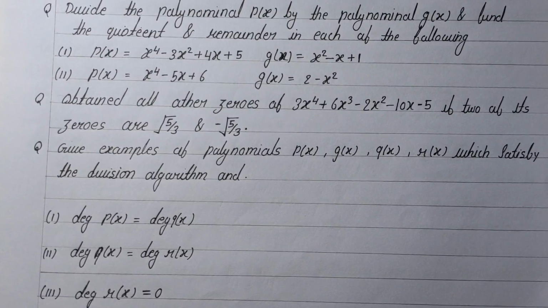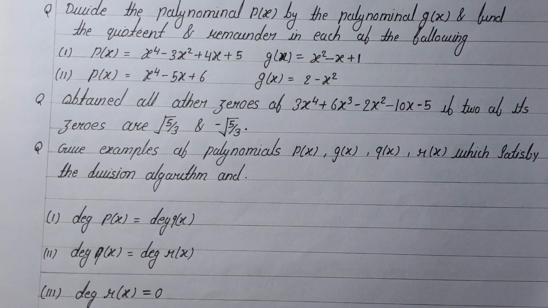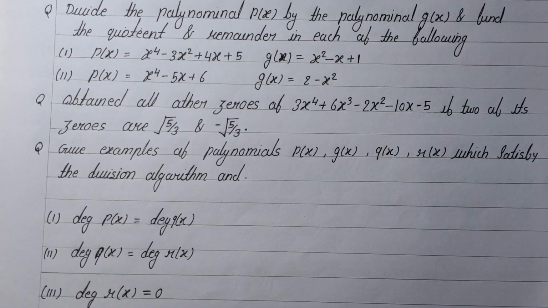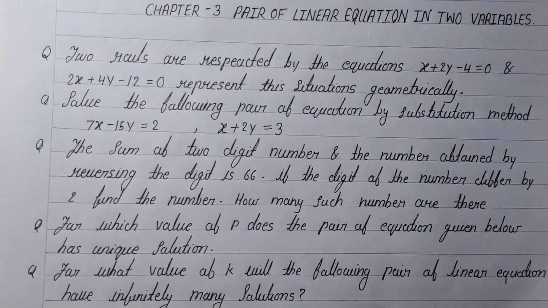Next, give an example of polynomials p(x), g(x), q(x), r(x) which satisfy the division algorithm and where first, degree of p(x) is equal to degree of q(x). Next, degree of q(x) is equal to degree of r(x). Third, degree of r(x) is equal to 0.